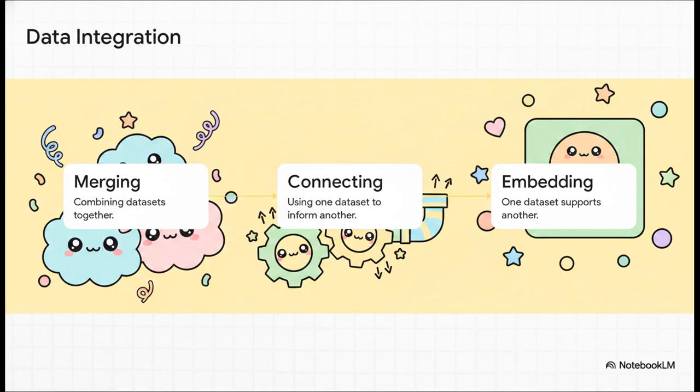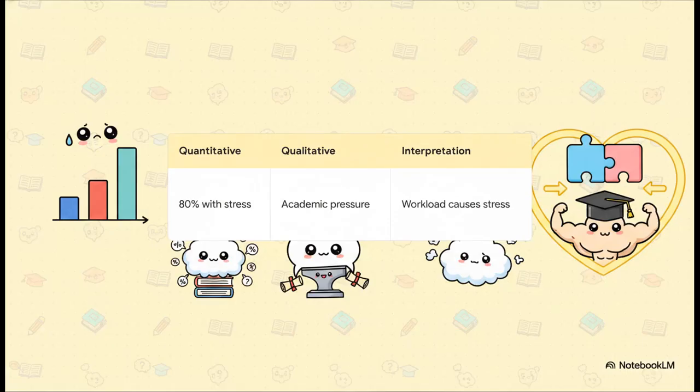You can merge them directly into one combined data set. You can connect them, like we saw in those sequential designs where phase 1 informs phase 2. Or you can embed that secondary data set right into the primary one. To really nail this integration, researchers love using something called a joint display.